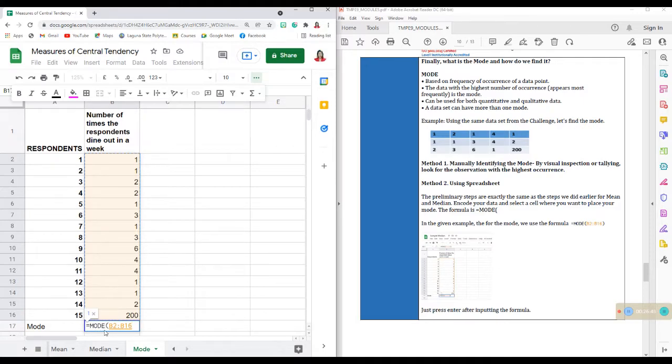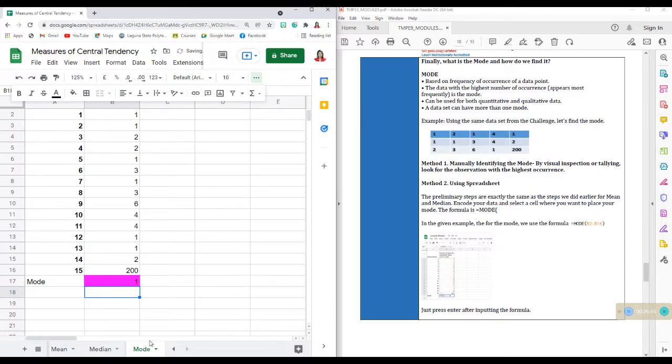So, equal, mode, open parenthesis, the first observation up to the last, B2 colon B16, and then close it with another parenthesis. And then, just click or hit enter. Okay, ang mode po natin here is 1.